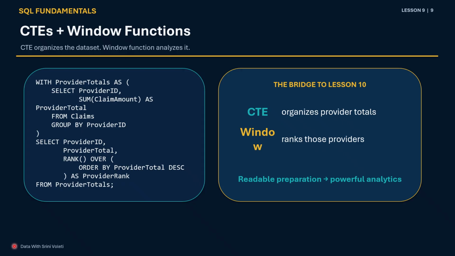Also notice the grain again. The CTE changes the claims-level data into provider-level totals. The rank operates over those provider-level totals. Understanding the grain before applying a window function prevents many analytical mistakes. So as we move into lesson 10, remember: prepare the correct data set first, then apply the analytical window function. That is a production-quality habit.